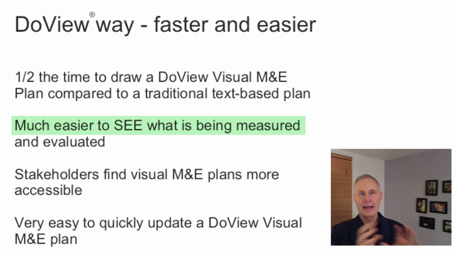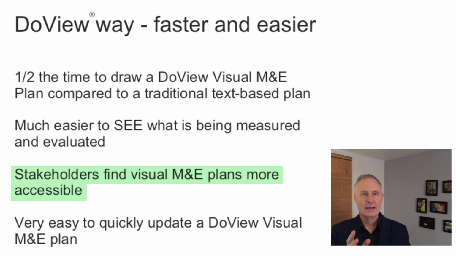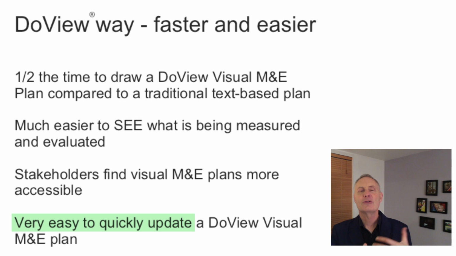And in this case, having a picture or a visual approach to M&E planning just makes it a lot easier for stakeholders and others to understand what we are monitoring and evaluating. Stakeholders tend to find these plans much easier to access, and they're very easy to amend. If you want to change them, you can change them very, very quickly because you just change a few things on the visual M&E plan. You don't have to worry about wordsmithing whole parts of a text-based M&E plan as we have traditionally done.